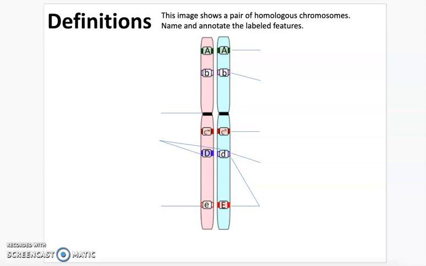So, we did go over a lot of vocabulary in the last video. I would like you to review that on this image here. So, would you be able to pause your video and see if you could maybe copy this into your notebooks and then identify what each of these lines is pointing to?